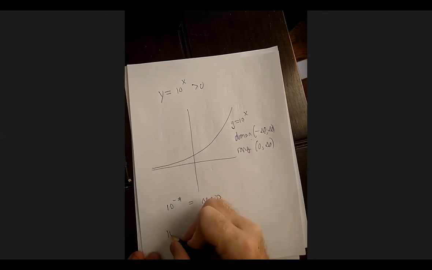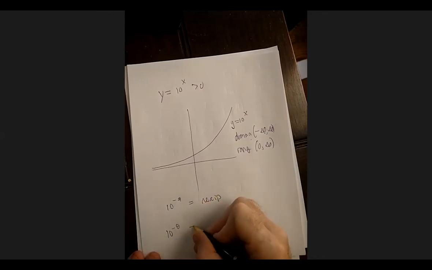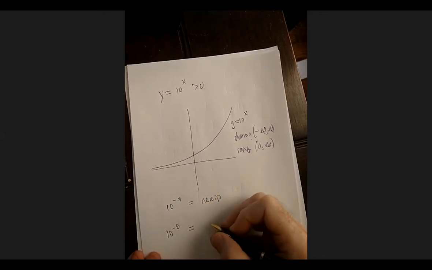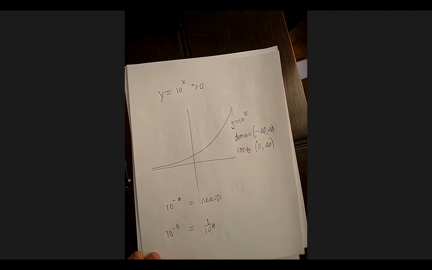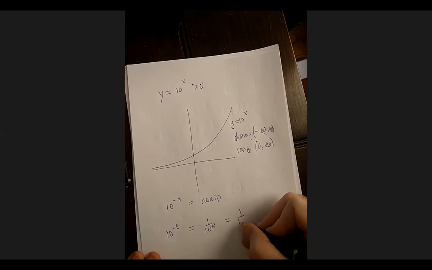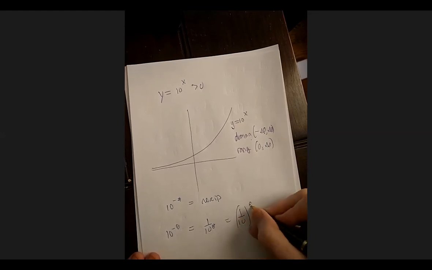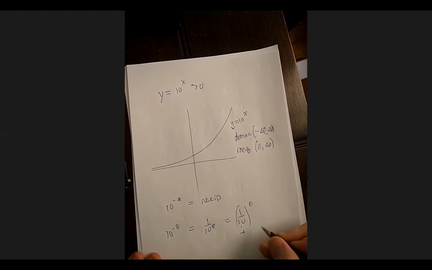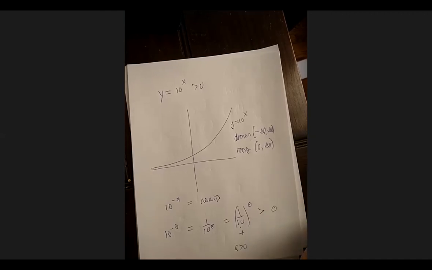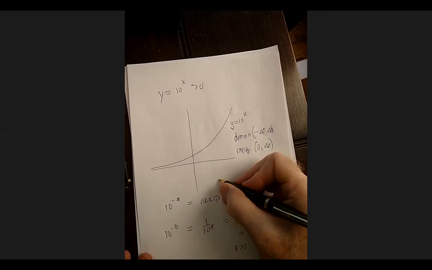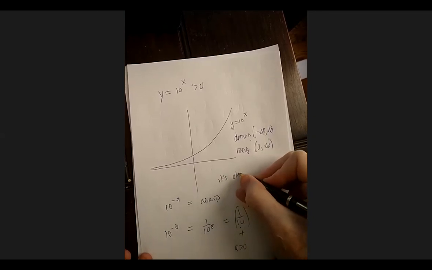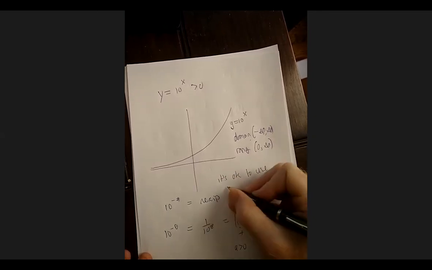So if I had 10 to the minus 8, that would just be the same as 1 over 10 to the 8. And that's the same as 1 over 10 quantity to the 8. Since that's positive, remember A has to be greater than 0. Any power of A is going to be positive. So it's okay. The reason we can plug in this is because it's okay to use negative numbers as exponents.